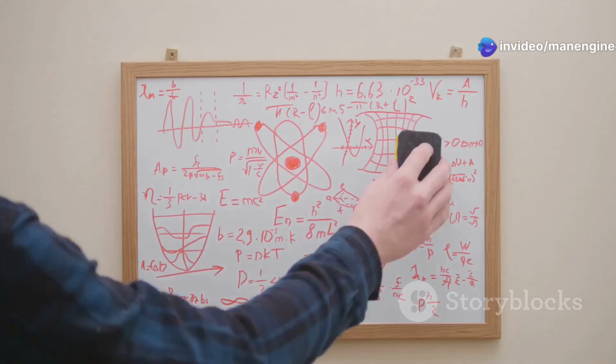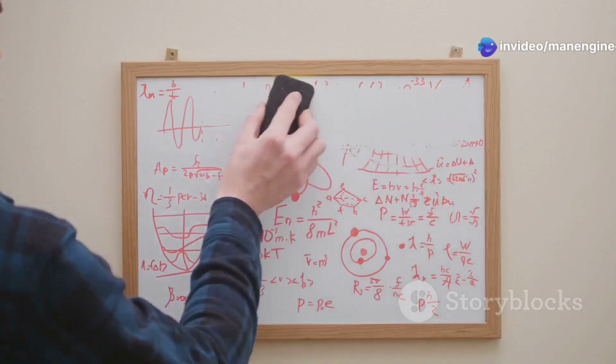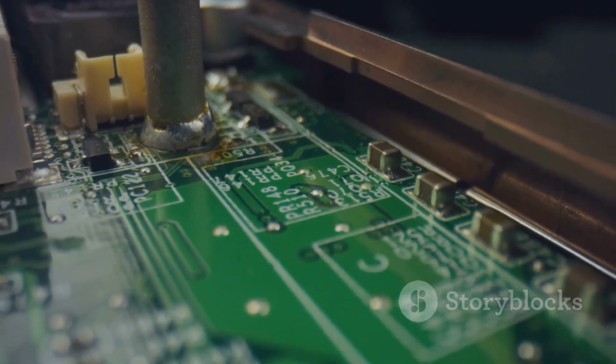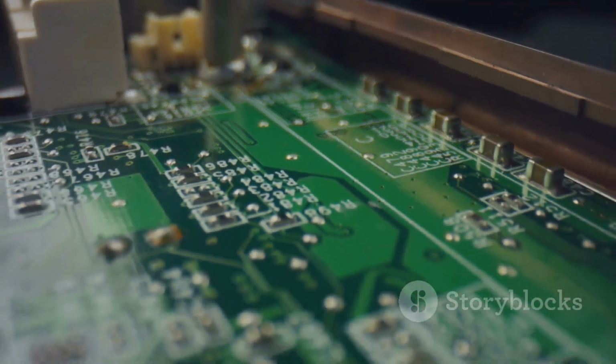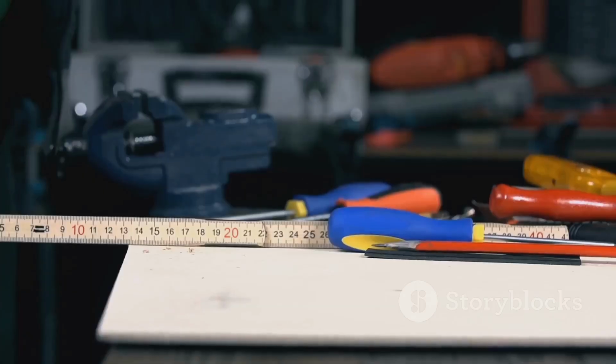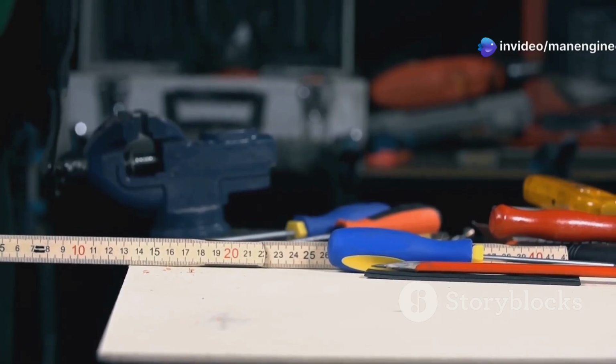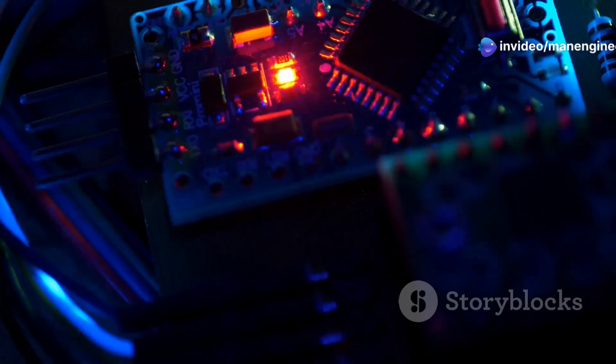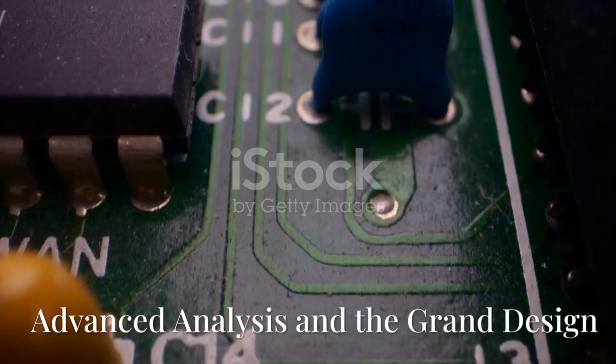The total resistance of this series combination is quite simple to find. You just add up the individual resistances. R_total equals R1 plus R2 plus R3 and so on. A key thing about series circuits: if one component in the series breaks, the entire path is interrupted, and the current stops for all of them.